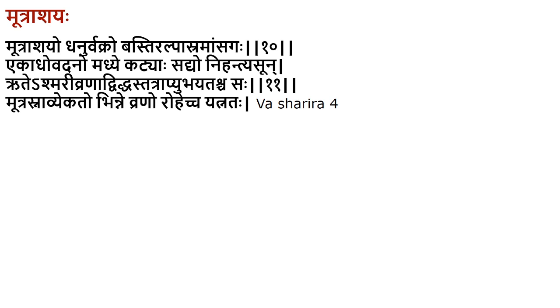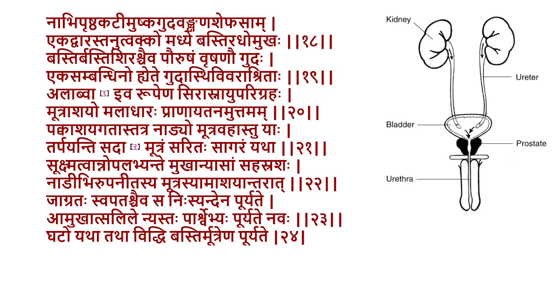Now the description of Mutrashaya in Vagbhata's Sharira is that it's a Dhanurvakra, a somewhat curved structure, and Eka Adhodvara has one opening. Whereas Sushruta has given the description in the Nidana, which we have already referred to, the description of that Mutrashaya and the Mutra formation, we have discussed that in detail.